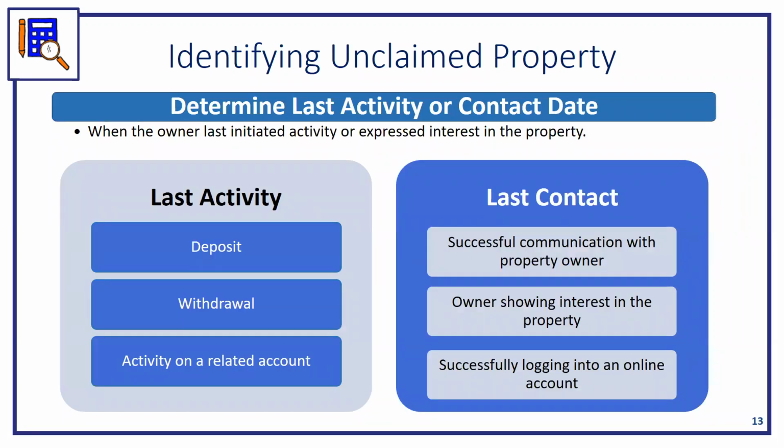The next step is determining the last activity or contact date. Businesses need to review their records for the last time the property owner initiated activity on the property or expressed interest in it. Examples of owner-initiated activity can include deposits or withdrawals on accounts or activity on a related account. Examples of contact can include successful communication with the property owner in regards to the property, or the owner otherwise showing or expressing interest in the property. Businesses should make a point to keep the dates of these interactions in their records, as they are key to determining when a property will become unclaimed.